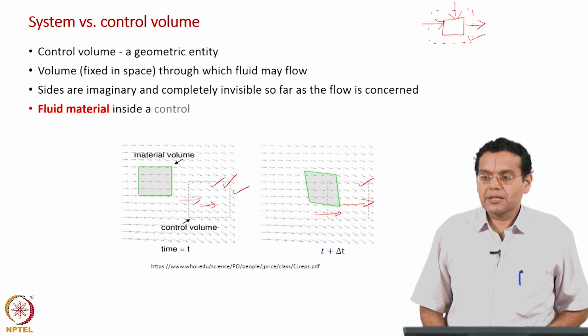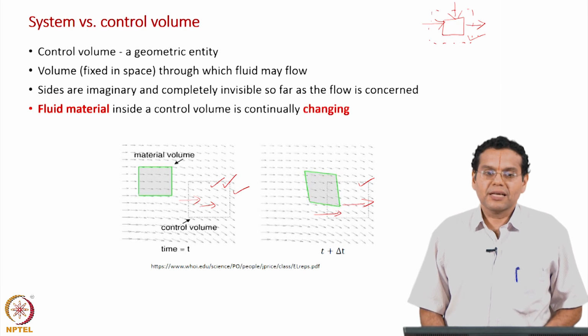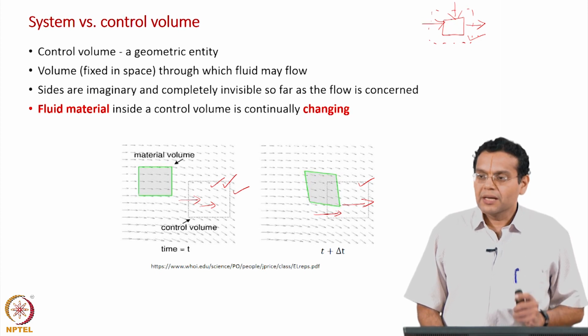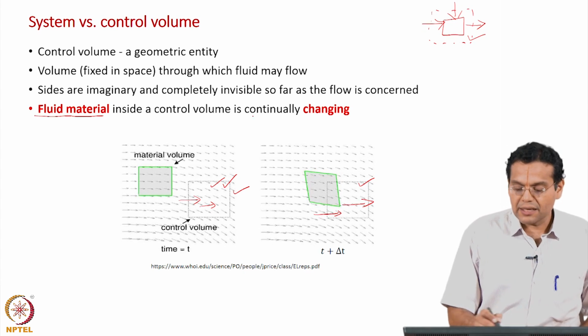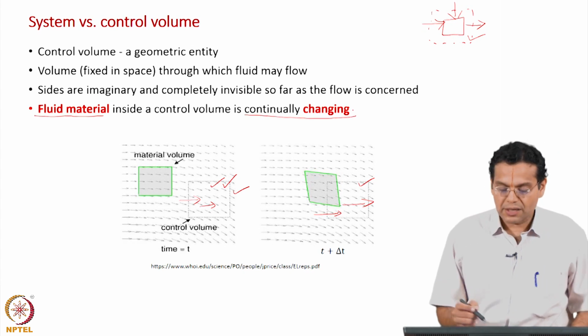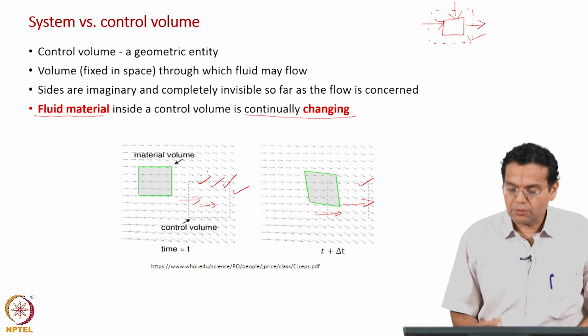Now, this is the important point for control volume. Just like we had a key point for system, what is the key point for control volume? Fluid material inside a control volume is continually changing. What does it mean? You have fixed the control volume here.